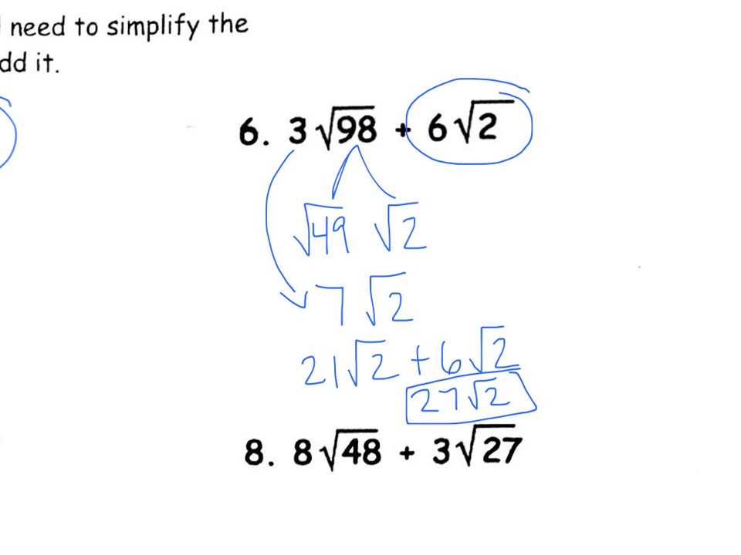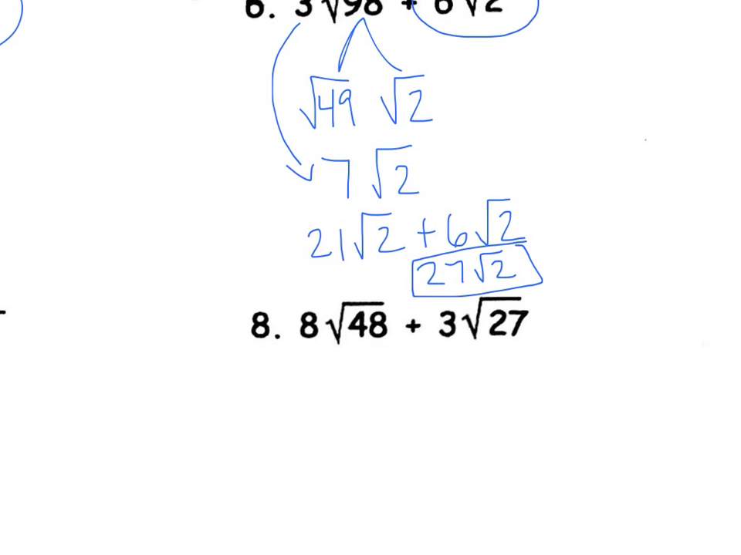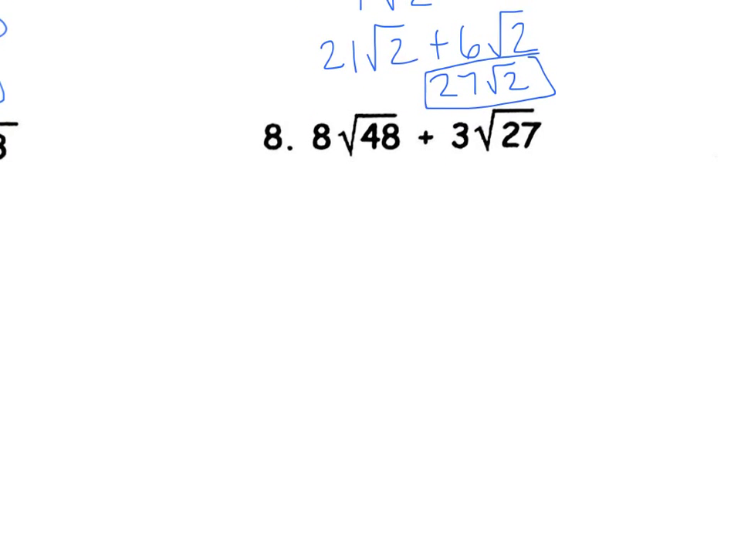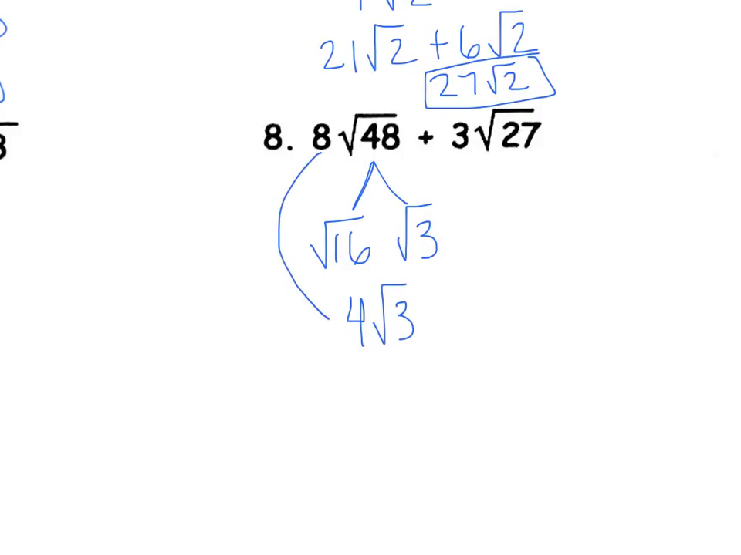Okay. Now sometimes we're going to skip 7 and go to 8. Sometimes you may need to simplify both of them to get a common or like term. So don't write it off right away until both radicals are completely simplified. Okay, so 48, the highest perfect square that goes into 48 is 16. 16 goes into 48 3 times. Square root of 16 is 4. Attach our radical 3. And don't forget to multiply by the 8. 8 times 4 is 32.